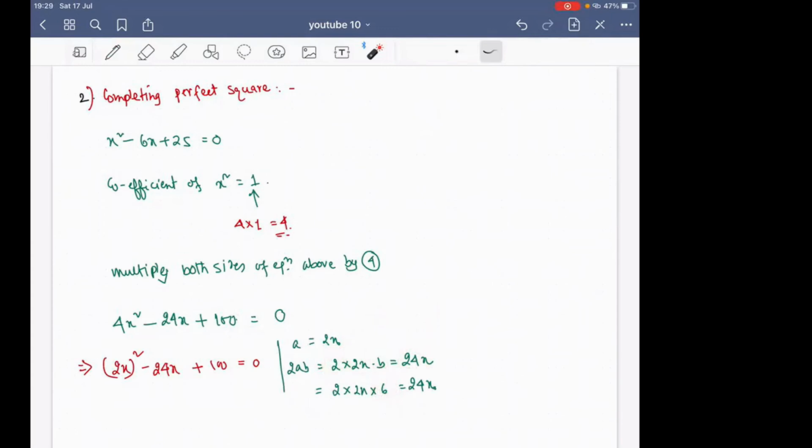So what is a? A is the 2x. Instead of b, we are going to put 6. So let's transform this equation once again. We're going to put 2x whole square minus 24x, and we are going to change it into the form of twice ab like this. So we will put 2 into 2x into 6, plus 100 is equal to 0. Okay, let's continue on the right hand side.